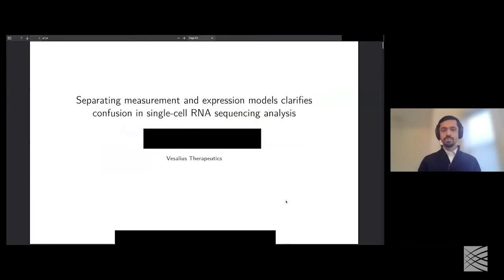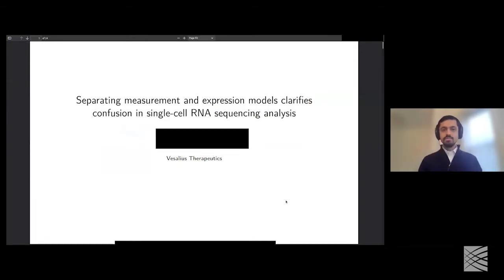All right. Thank you for the introduction, Alex. So I'm going to be talking about some joint work with Matthew Stevens that we recently published in Nature Genetics. And the basic problem that we were trying to address was that the way that people are talking about problems in single-cell RNA-seq analysis is very confusing. And that's an important problem to address, because the way that people talk about these problems affects the way that they think about these problems.